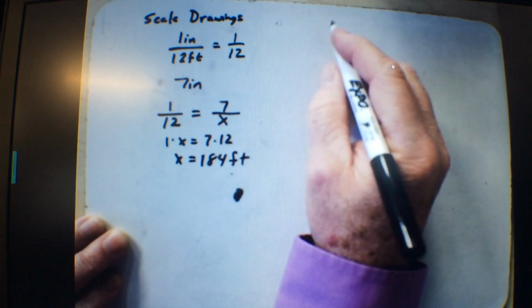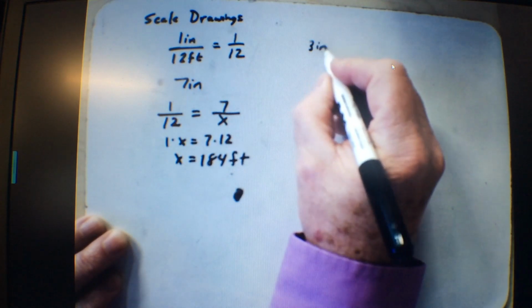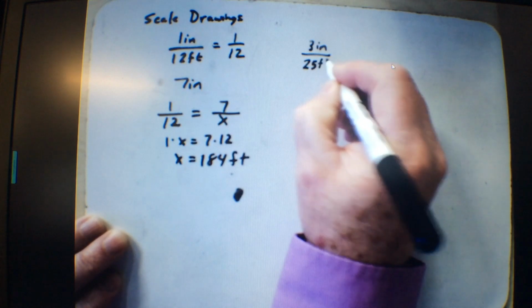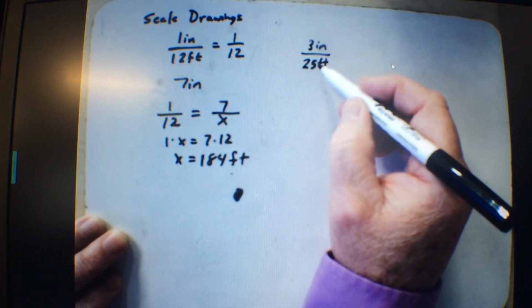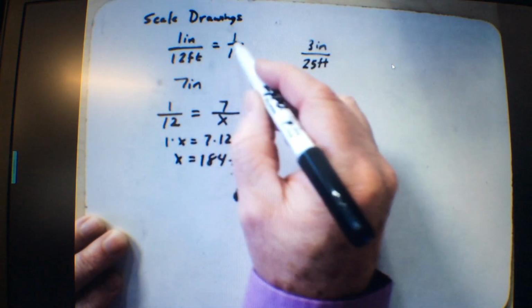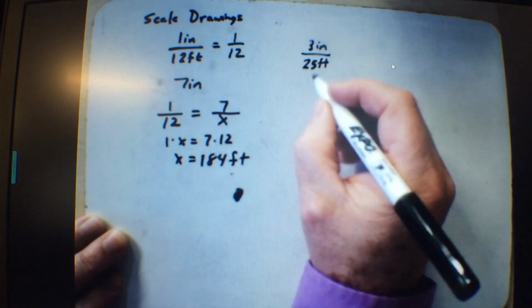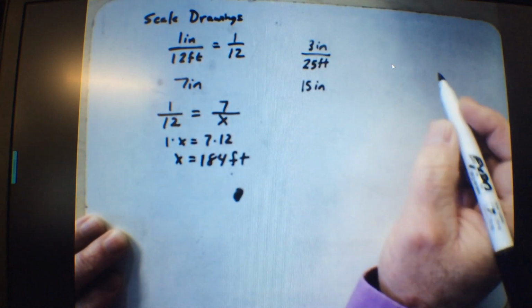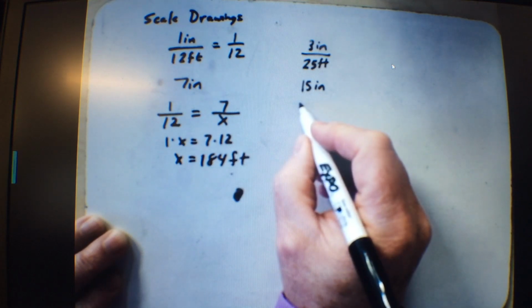Now, I can change the scale. For example, I can do a blueprint, and I can say, okay, what would happen is every 3 inches is 25 feet. Okay, that's a new scale, isn't it? Now, this is not the scale that you're going to be using on the worksheet. I'm just showing you that we can change the scale. Now, the question is how many feet is 15 inches? Okay? And so I would set that up into a proportion, wouldn't I?